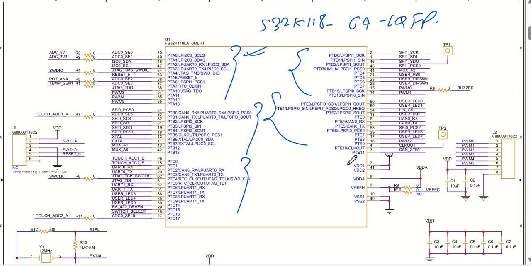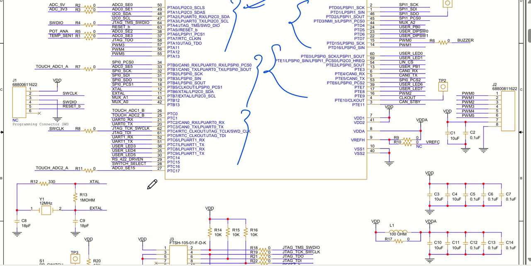We have the power pins nicely put on the right side: VDD1, VDD2, and the analog supply, that is VDDA. We have a reference as well. If you want, you can give an external reference, otherwise you can directly short this one. And then we have the ground pin. We'll talk about the pin mapping separately, one by one, once we start with our peripheral circuitry.